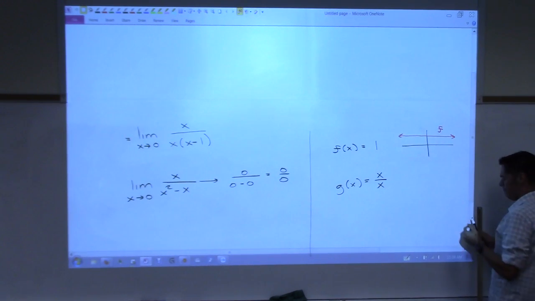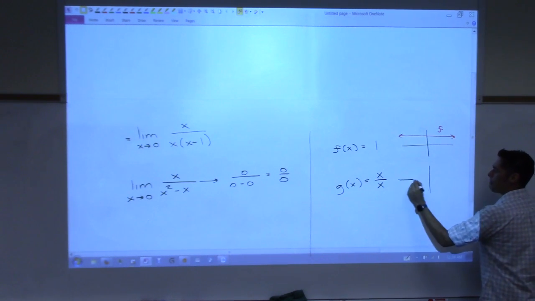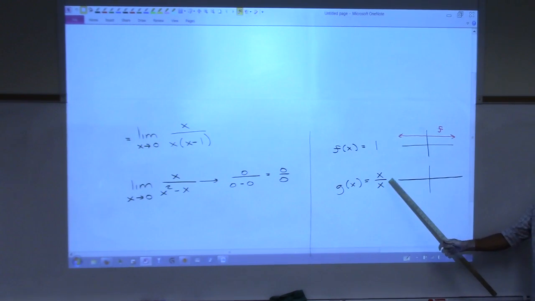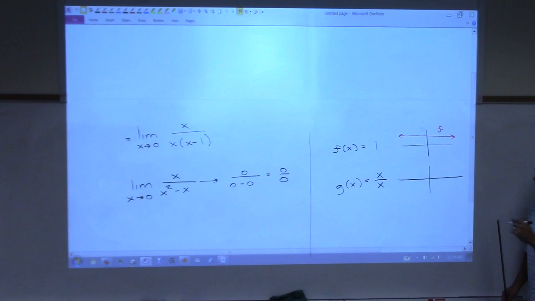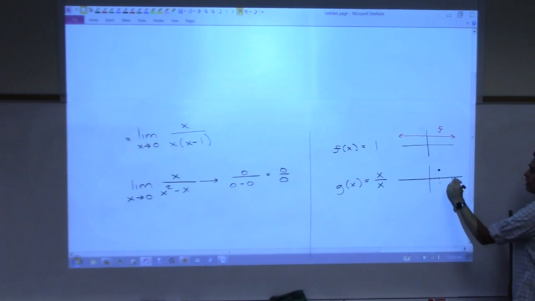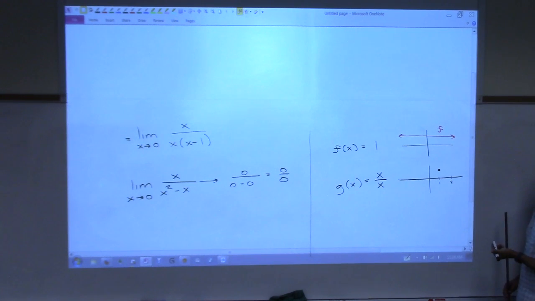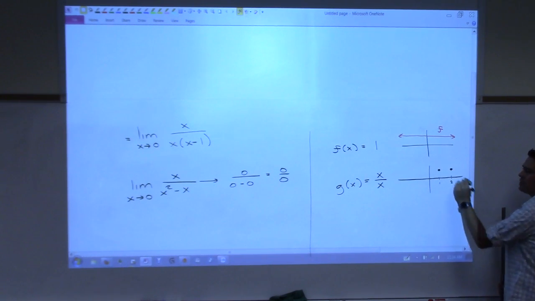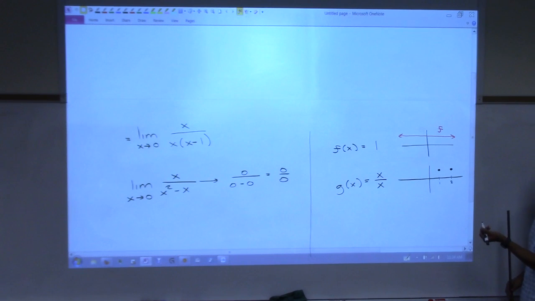That's what f looks like. What does g look like? I'm going to do g down here. Give me a value. How about 1? Plug in 1. What do you get? 1 over 1, you get 1. Plug in 2. What do you get? 2 over 2, which is 1. Plug in 3. What do you get? 3 over 3, you get 1. Don't you?